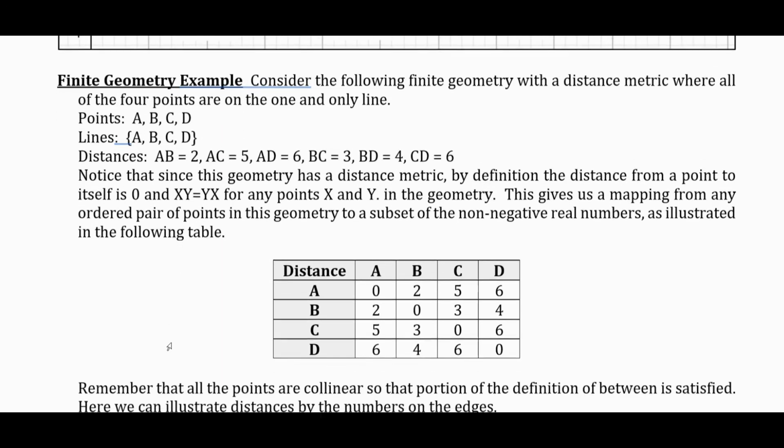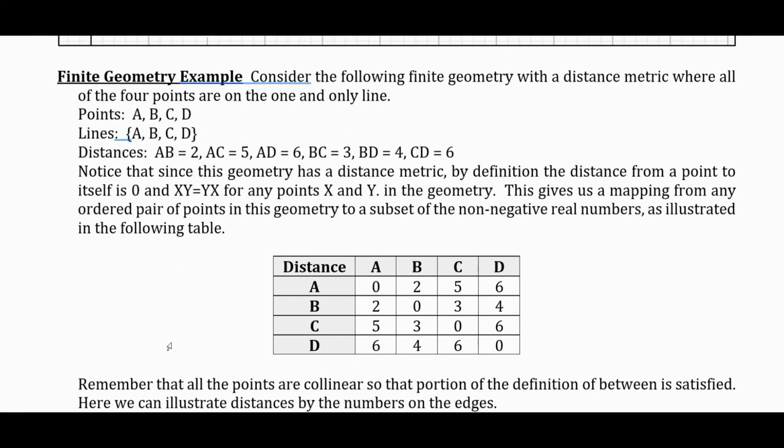Now here's a finite geometry example. Consider the following finite geometry with a distance metric where all 4 points are on one and only one line. So we have the points A, B, C, and D. The line is the set A, B, C, and D. And let's say we have distances. We can define that AB is 2, the distance from A to C is 5, the distance from A to D is 6, from B to C is 3, the distance from B to D is 4, and the distance from C to D is 6.